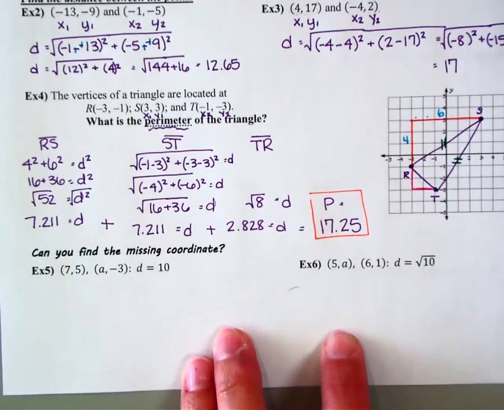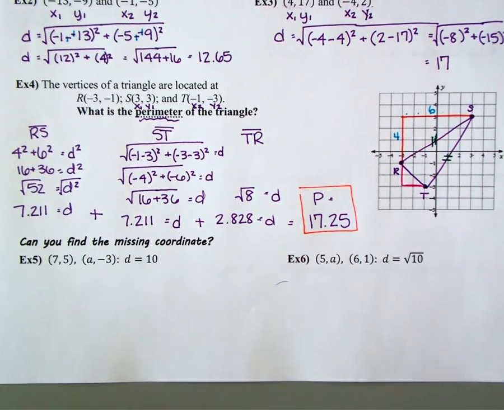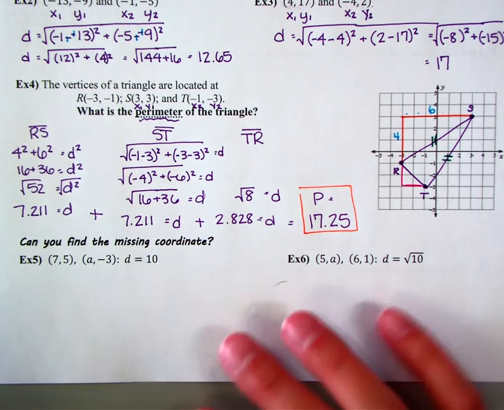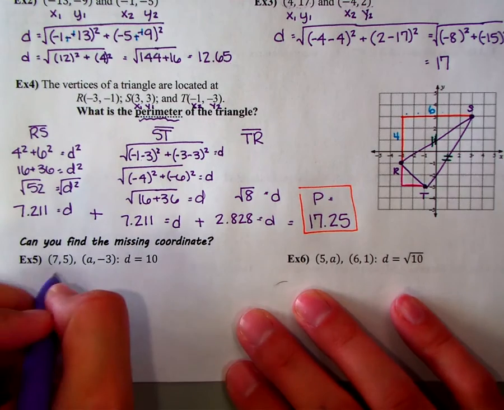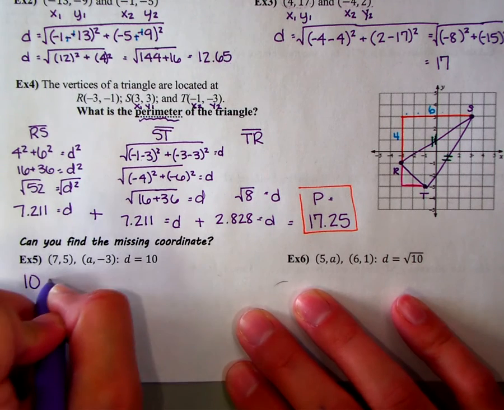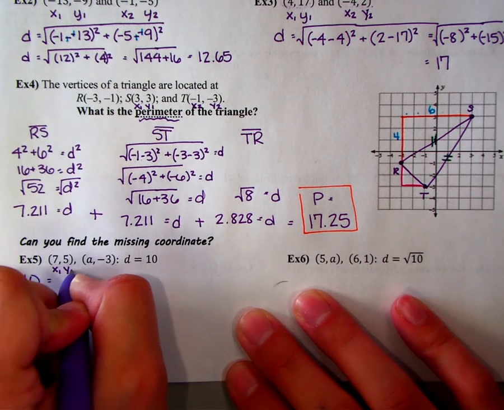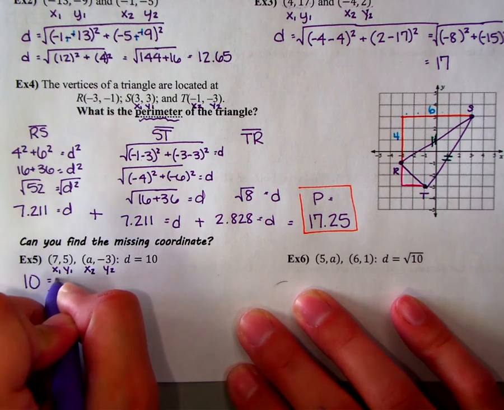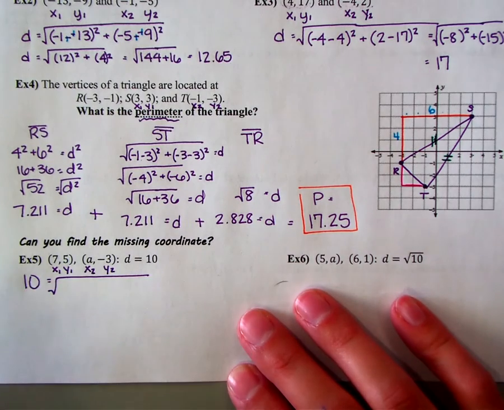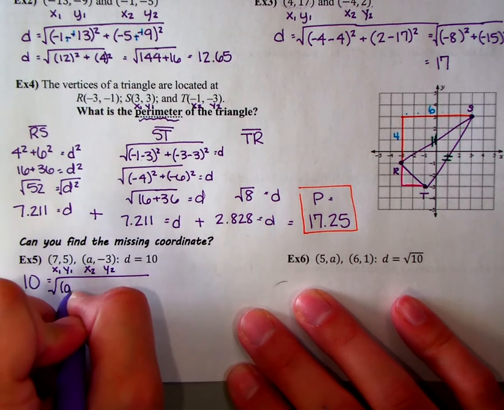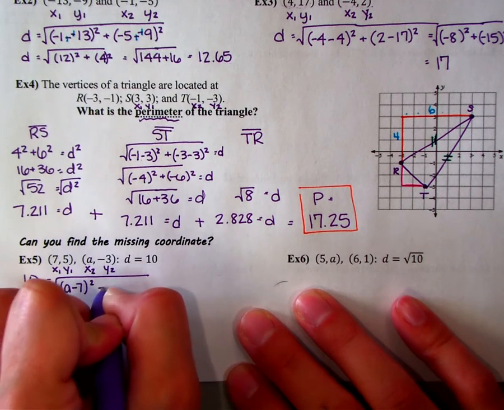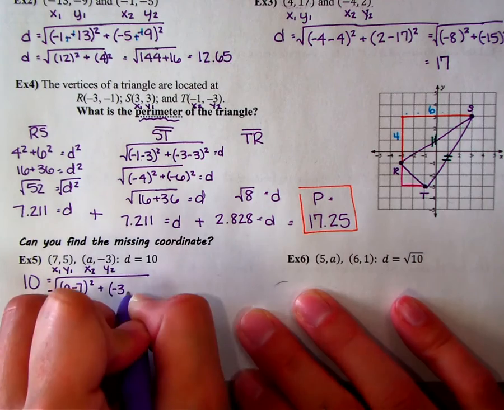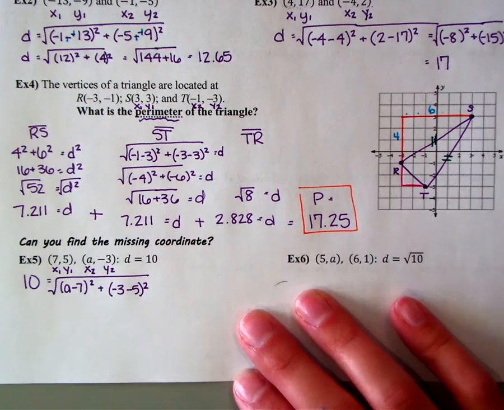Last thing we'll look at with distance formula is if we are given the distance, can we find the missing coordinate? So we're just rearranging the distance formula, really. So we know that the distance is 10. We have an x1, y1, and we need an x2, and we have the y2. So we'll just plug in everything we can in our formula. So we'll have a minus 7 squared plus negative 3 minus 5 squared.